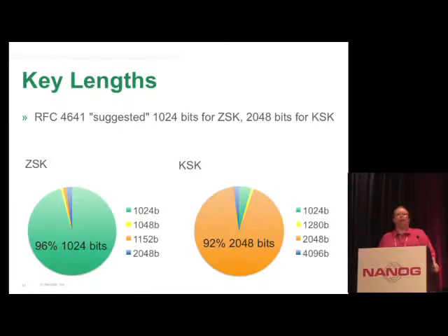Key lengths were suggested in RFC 4641, which is one of the original operational recommendations documents. 96% of all the signed zones today in the TLD space use the exact recommendation of the ZSK, and 92% do the KSK. Not a lot of imagination there.